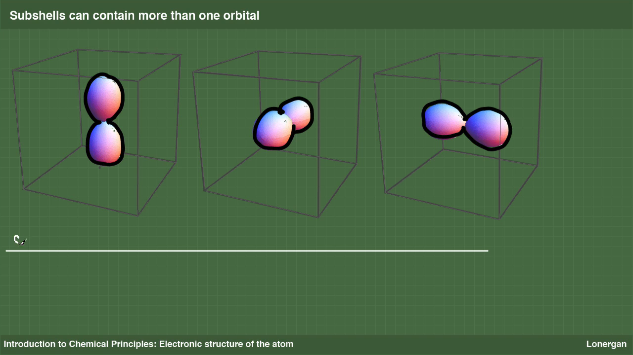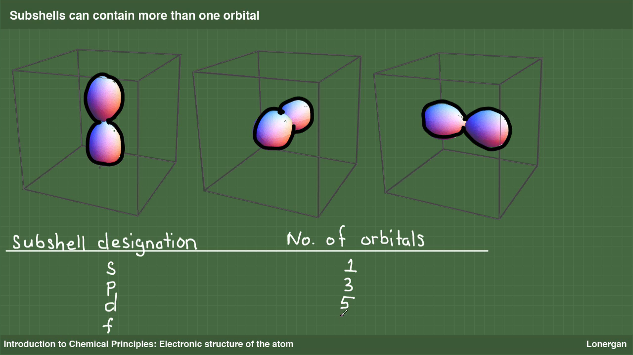The number of orbitals in a subshell increases by 2 with each subshell. The s subshell has one orbital. The p subshell has 3. The d subshell has 5, etc. Remember, the number goes up by 2 each time.